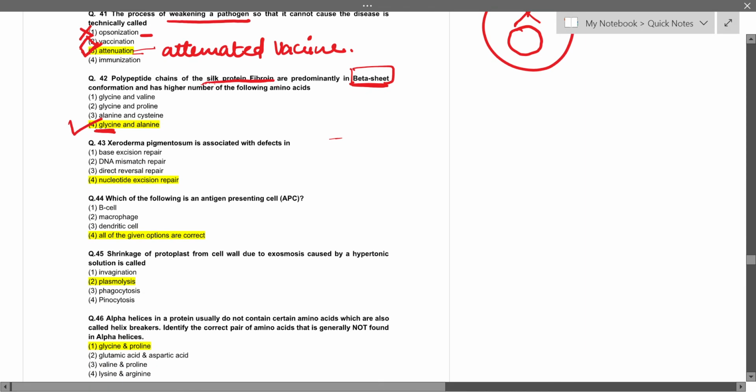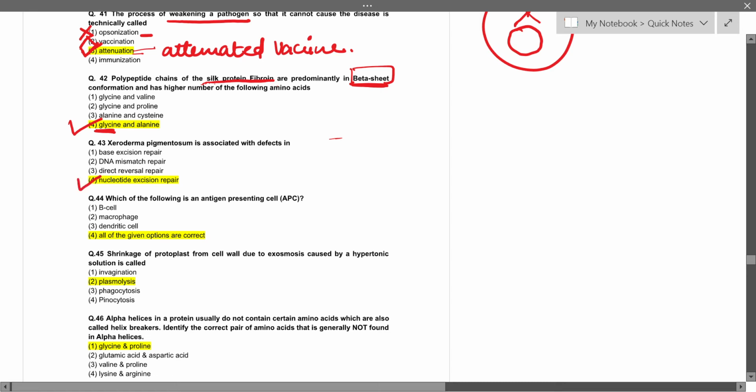Xeroderma pigmentosum is associated with defects in what? This is a conceptual question again. Whenever there is a failure in the nucleotide excision repair of DNA damage, it causes a disease called Xeroderma pigmentosum, which affects the pigmentation of the skin. The pigmentation is lost in the skin, and white patches are formed on the body. And if that person goes into the sun, he becomes reddish in color.